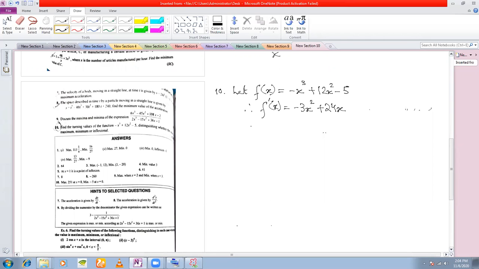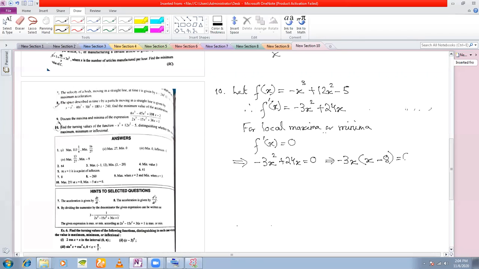Therefore, for local maxima or minima, f dash x must be equal to 0. That means minus 3x square plus 24x is equal to 0. Now you take minus 3x common, you get x minus 8. That means the points that you are getting are x is equal to 0 or x is equal to 8.